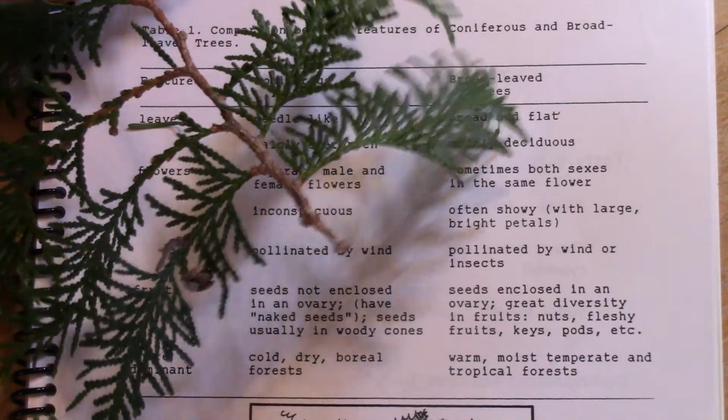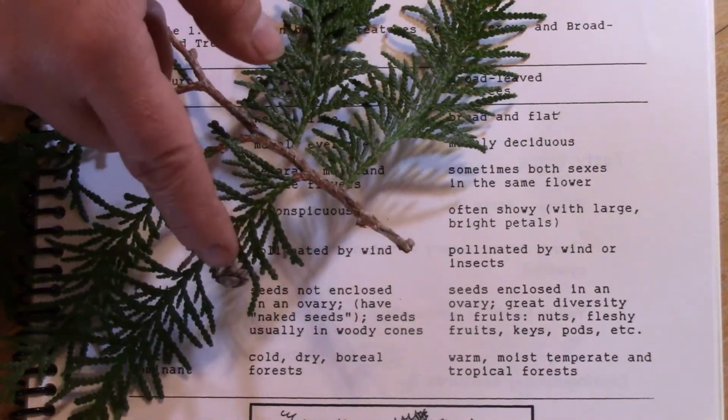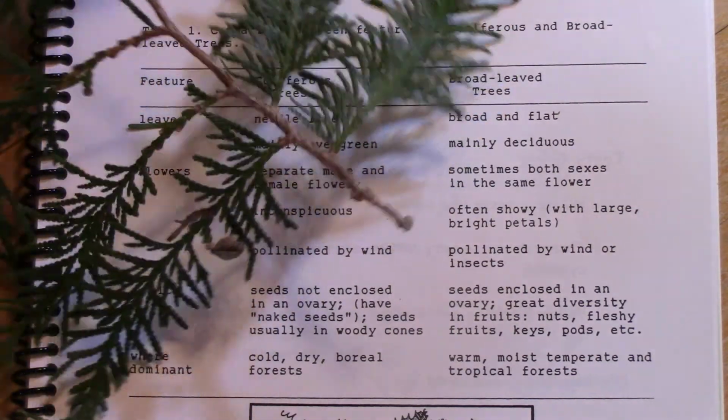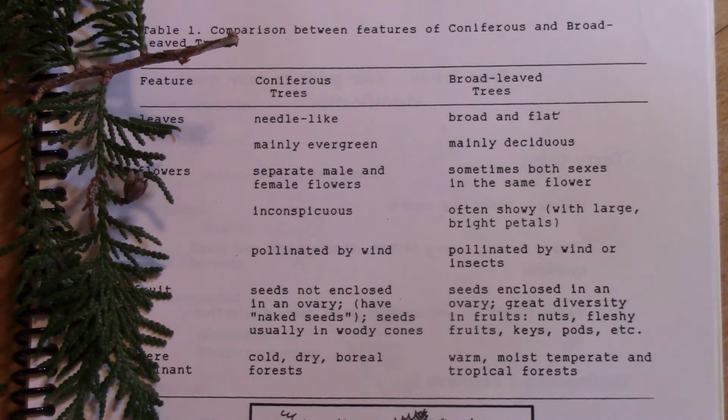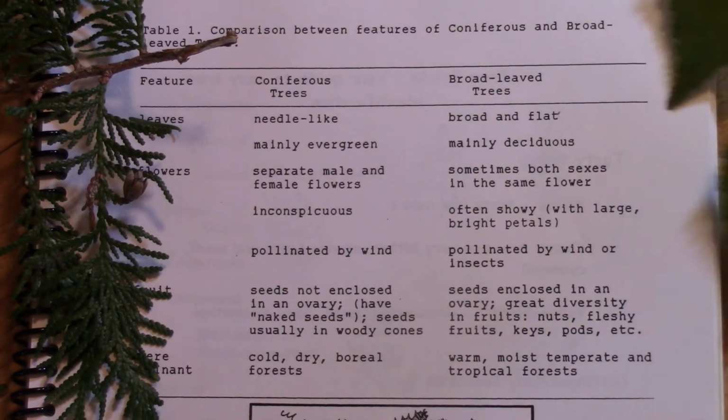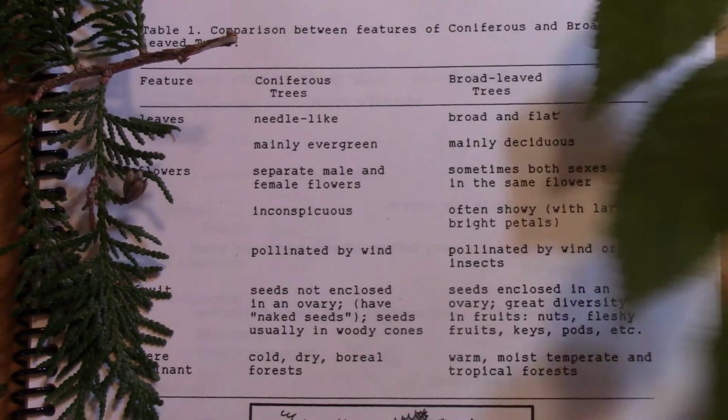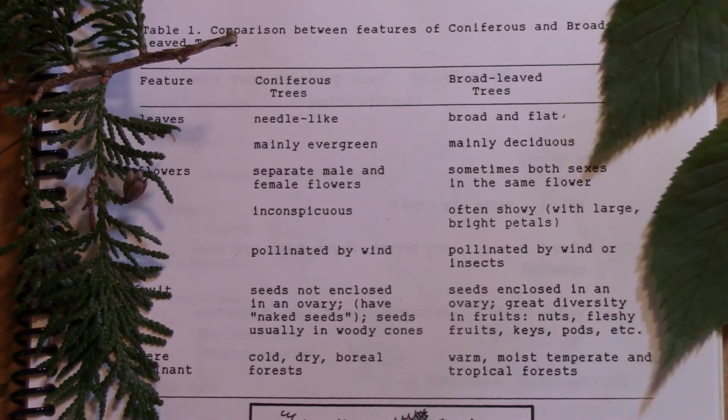Because conifer trees don't have flowers, they have cones, they are pollinated by the wind. They're dependent on wind pollination. They were around before there were insects. They were around before there were birds and bats. Conifer trees had to rely on wind pollination. But the broadleaf trees have evolved with insects, with birds and bats. So they have flowers. The reason why trees have flowers is to attract insect pollinators.